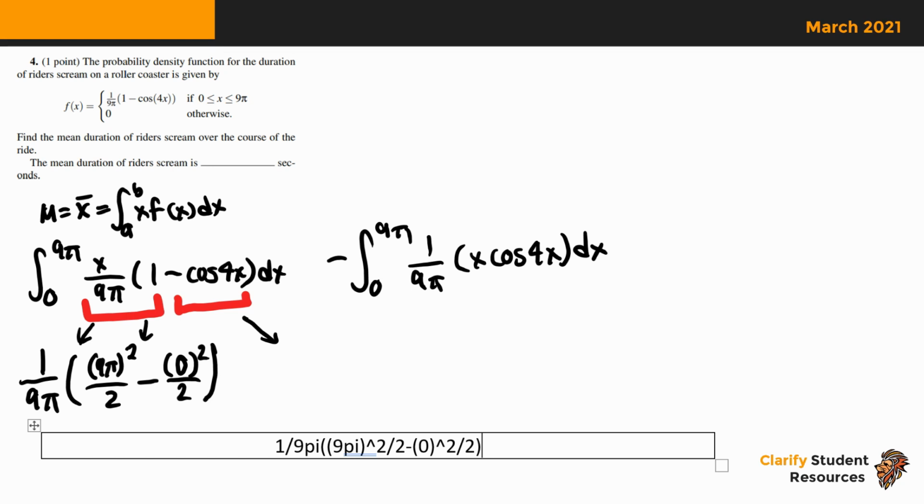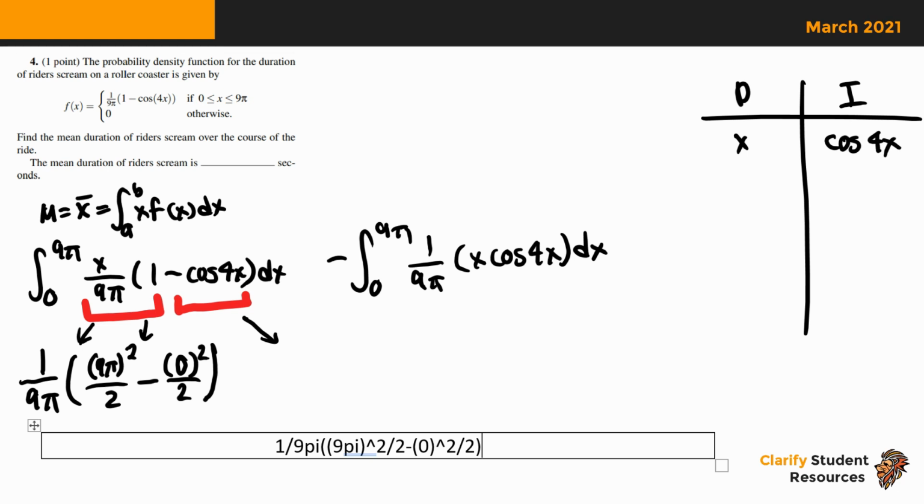So to solve something like this, I would use the DI method, or it's basically a shortcut to do integration by parts. So basically we're going to have our D column. If you don't know how to do this technique, by the way, I recommend searching it up. It's a very helpful way to integrate very quickly. Okay, so we have the DI method here, and what we're going to do is we're going to fill in our x for our differentiation and our cosine 4x for our integration.